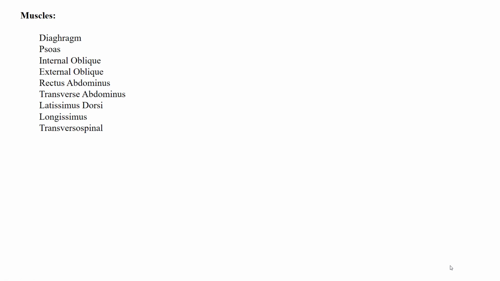Let's go over the muscles now of the torso and the abdomen. We're going to cover the diaphragm and the psoas. The P is silent in that. Internal and external oblique, rectus abdominis, transverse abdominis, latissimus dorsi, longissimus, and transversospinal.